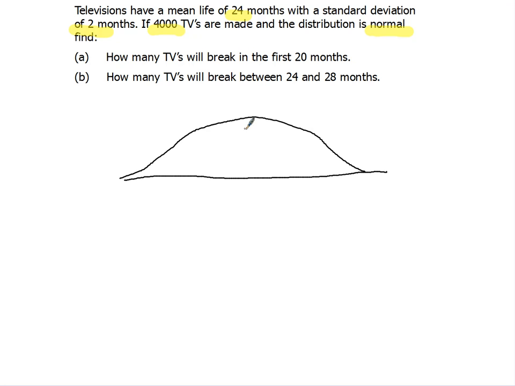Oops, that's a shocking bell-shaped curve. Anyway, put in the mean, first standard deviation, second one, third one down that way, and across this way as well. Need to put a title, graph of TV, and down here is months. Okay, so we now know that our average is 24.